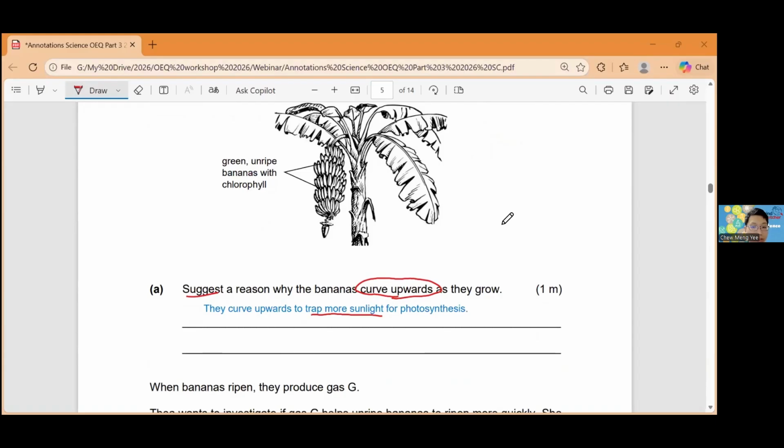Trap as much sunlight as possible for what, Stephanie? So you have to add on, yeah. You must at least mention make food or photosynthesis. Either one, depending on how you phrase your answer. Okay? That is the main aim, right? Because they trap more sunlight for a certain reason. Okay?